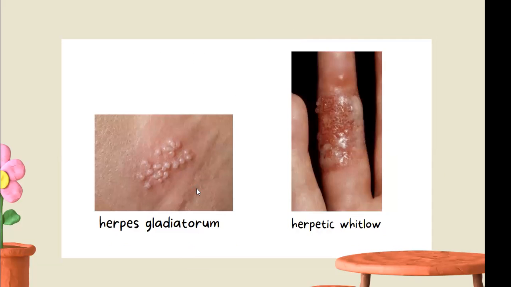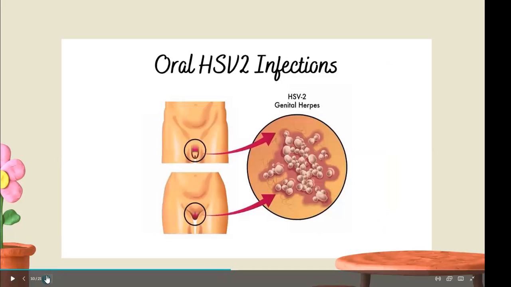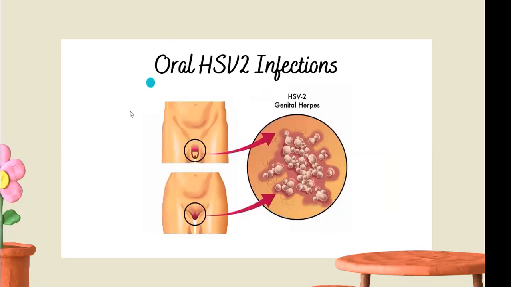And this is the herpes gladiatorum, or if you still remember the skin lesions on the exposed skin of our athletes. And this is the herpetic whitlow, which is the infected hands of our medical practitioner. And for the herpes virus serotype 2 infection, never mind this oral word here. Again, it primarily infects our genital area.